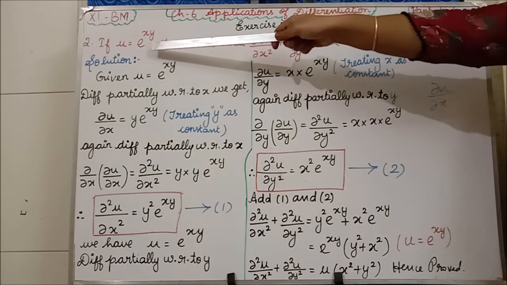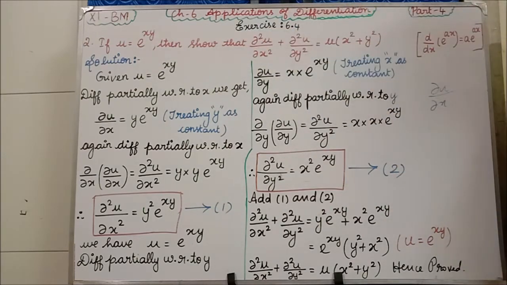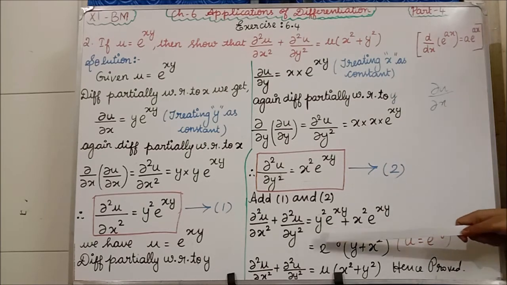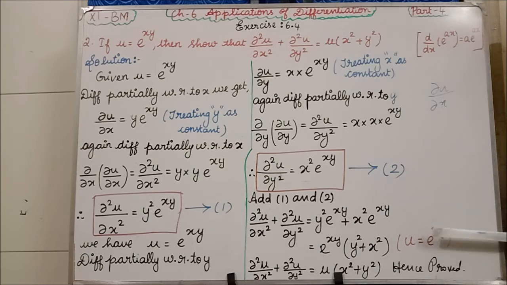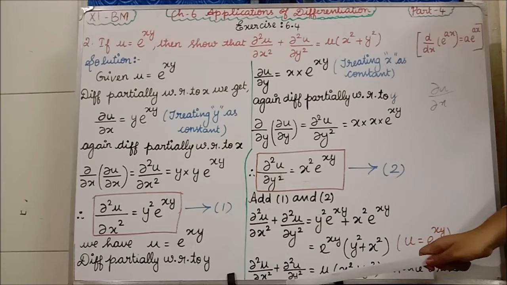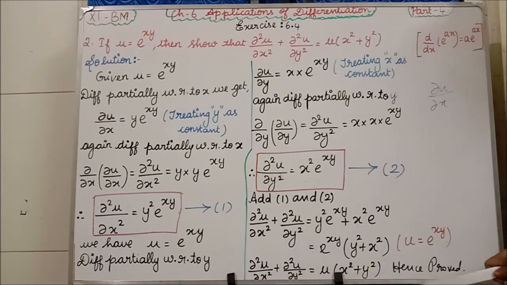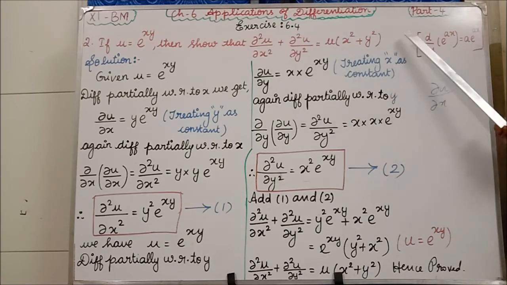Now see the question. E power xy is equal to what have they written? They have written equal to u. So in the place of e power xy you are going to put u because that is our question. So dou square u by dou x square plus dou square u by dou y square is equal to u into x square plus y square. See, that only we have to prove, isn't it? So hence proved, we have to write. Clear students, all of you? The second question was very simple and easy.